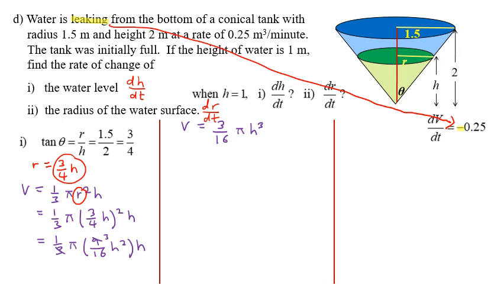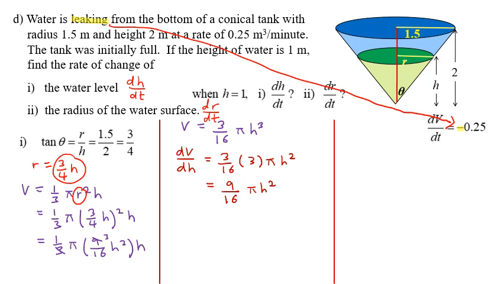Then it will become 3 over 16 pi h cubed. Right. So remember, after we obtain the equation of the volume, next we have to differentiate. So differentiate, we will get dV/dH. Remember, apply the concept of differentiation, the power rule. Then at the end we got 9 over 16 pi h squared. So that's dV/dH.